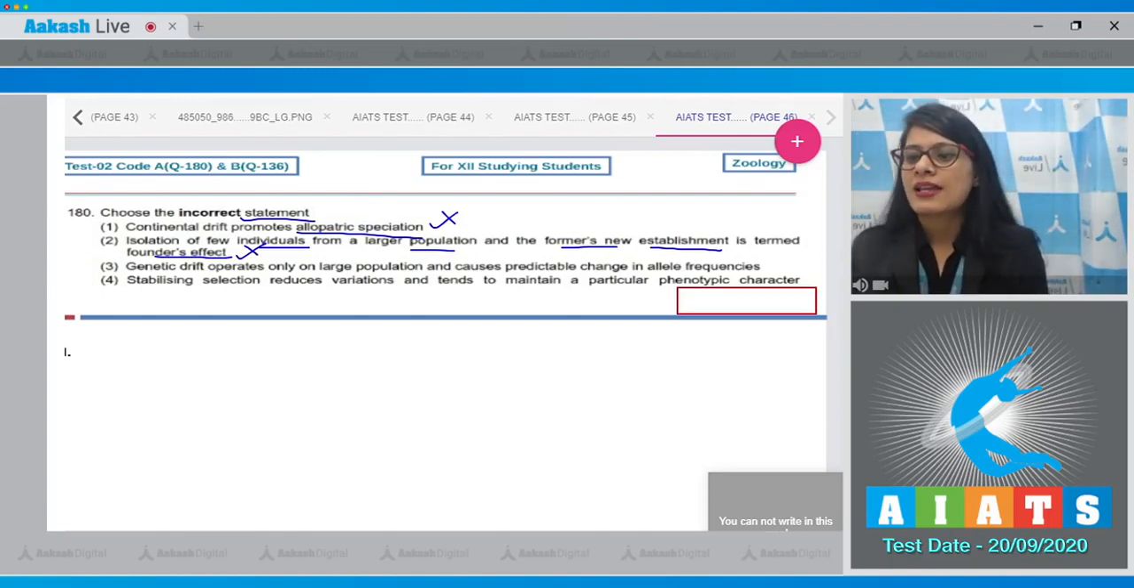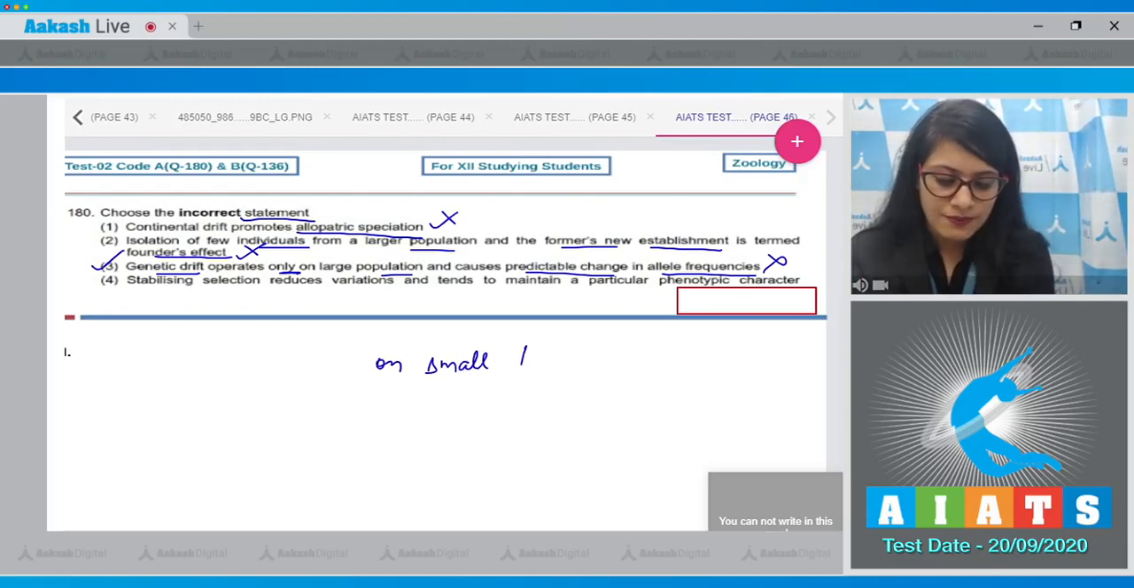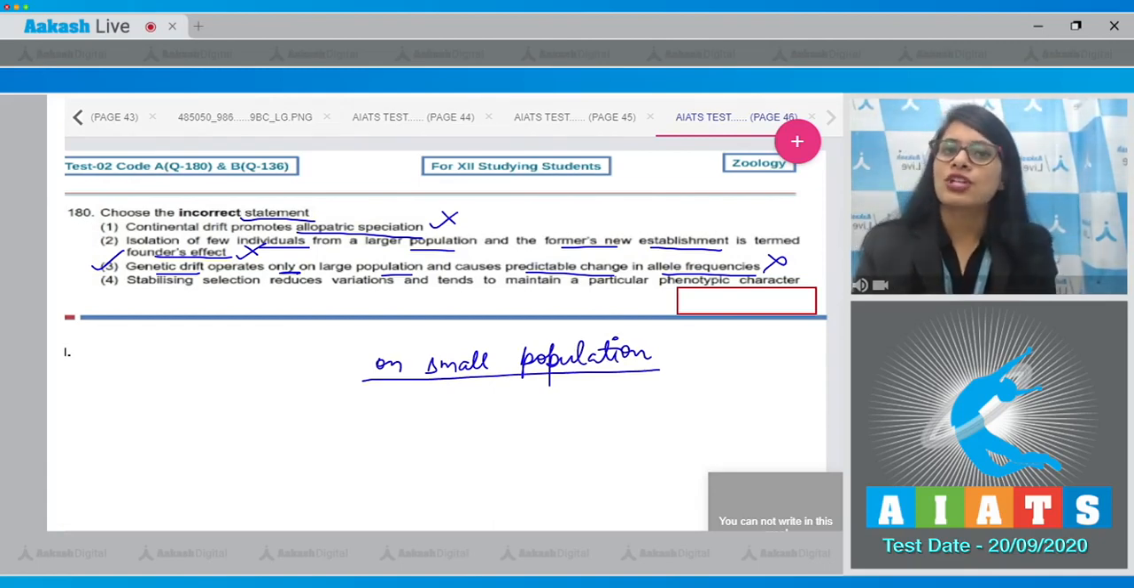The third statement says, genetic drift operates only on large population and causes predictable change in allelic frequencies. And as it is an incorrect statement, this is a correct answer to our question. Because genetic drift operates mostly on small population. It is a chance event that can cause allele frequencies to fluctuate unpredictably from one generation to next.